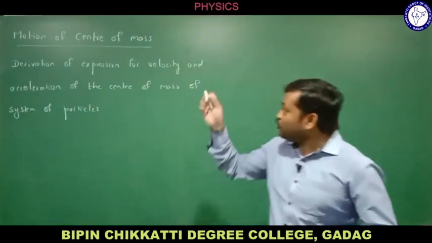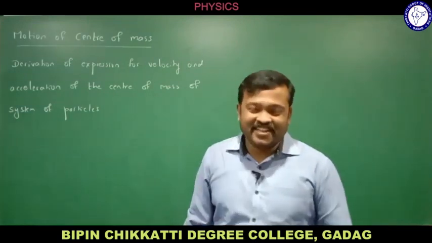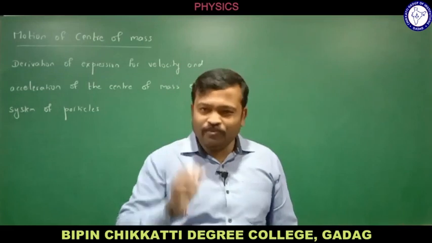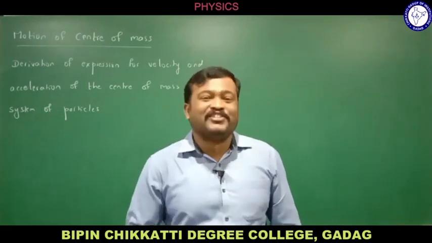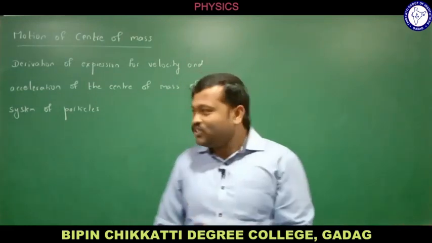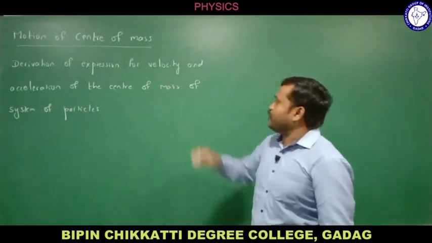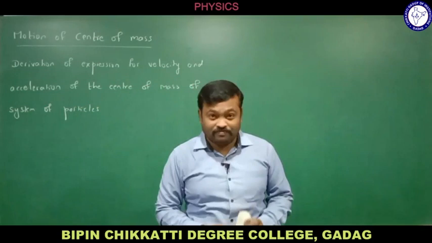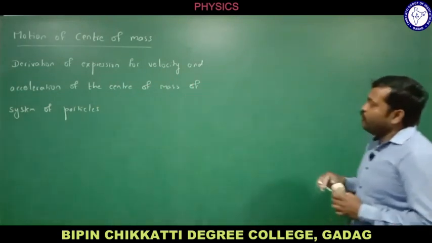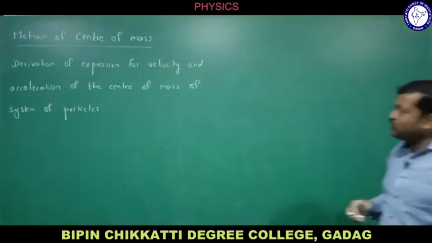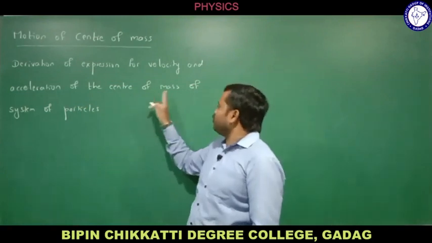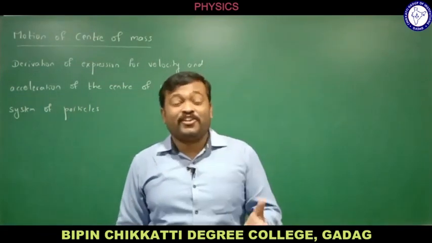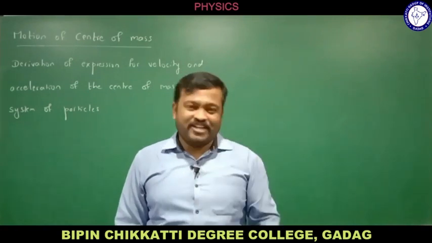Now let us move on to the motion of the center of mass. If a system of particles moves, then the center of mass also will move. Then we will be calculating its velocity and acceleration. In this session, we will be deriving the expression for velocity and acceleration. So this is a derivation. We will be obtaining an expression for the velocity and acceleration of the center of mass of a system of particles.